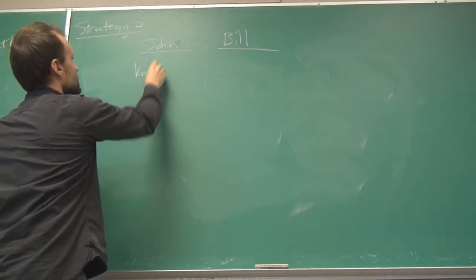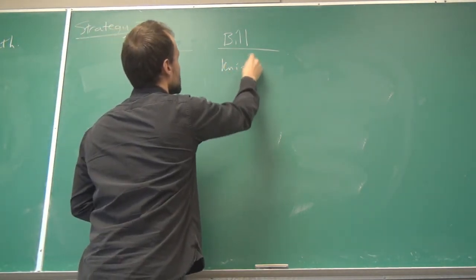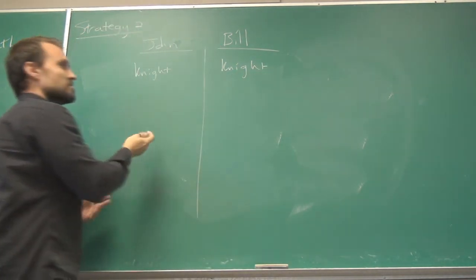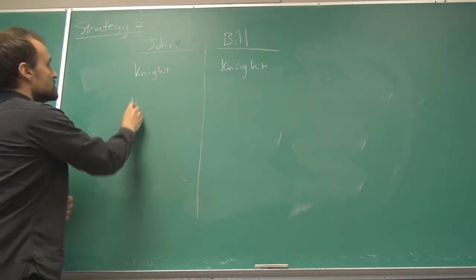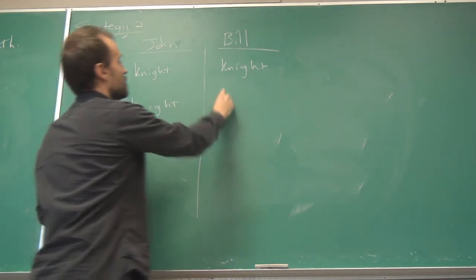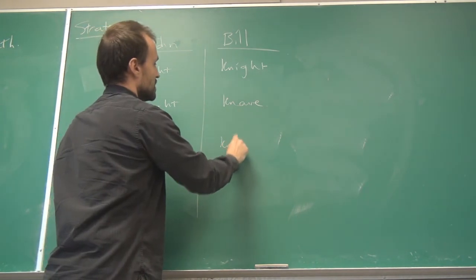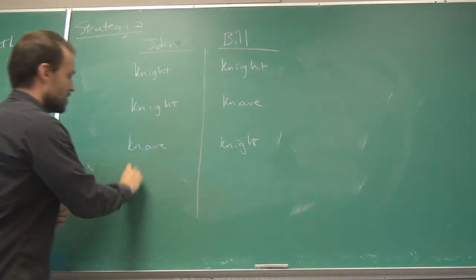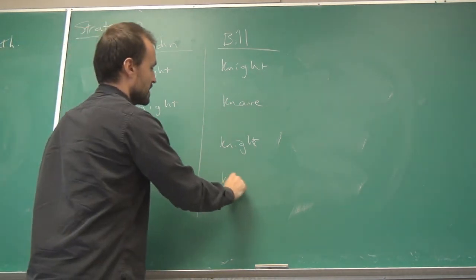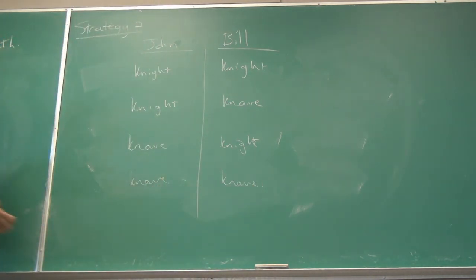So John could be a knight. Bill could be a knight. That is possible, even though it doesn't often happen in the questions. John could be a knight. Bill could be a knave. Or the other way around. Or they could both be knaves. Those are the only things that can happen. If we don't agree on anything, can we agree that those are the only things that possibly happen? There is nothing else. And we have to be able to list all the possibilities, because what if the one we miss is the correct one?